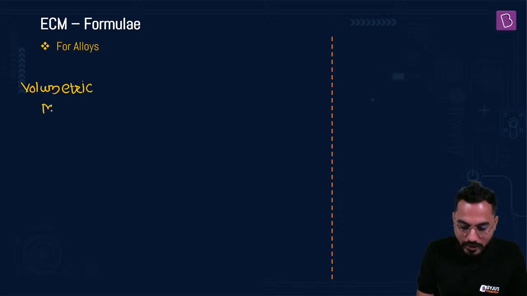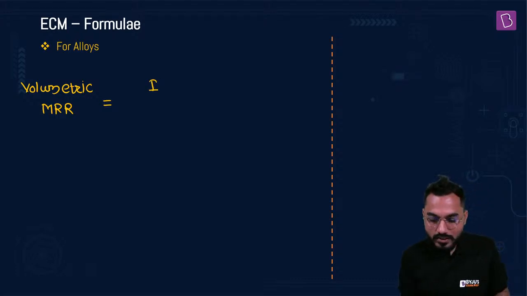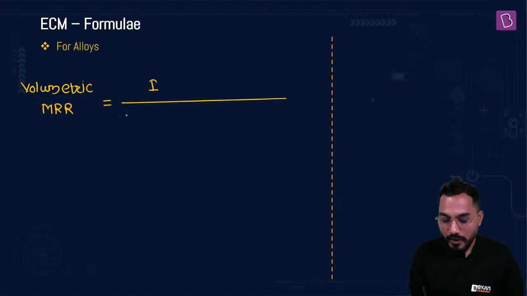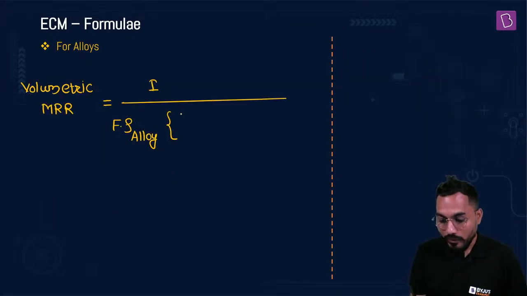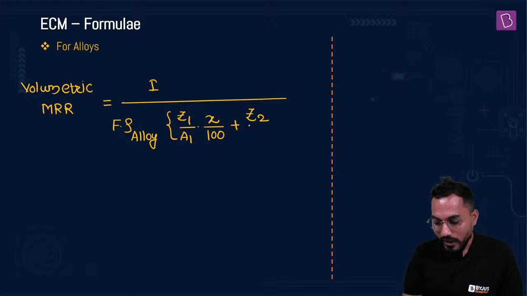volumetric material removal rate, MRR. Current will remain as it is, divided by F, Faraday's constant, into rho, the density of alloy, into the valency and atomic weight terms: Z1 divided by A1 into x by 100, plus Z2 divided by A2 into (100 minus x) divided by 100.